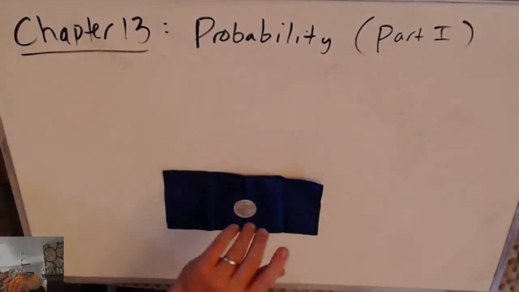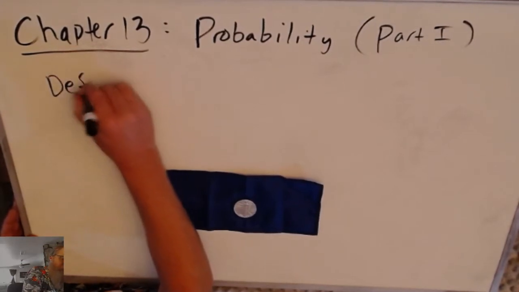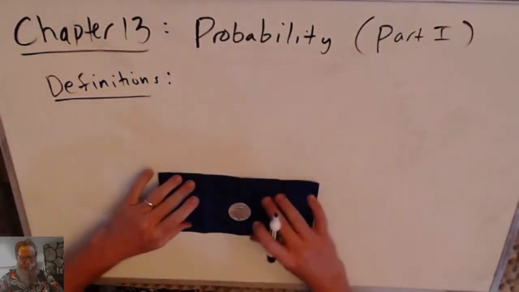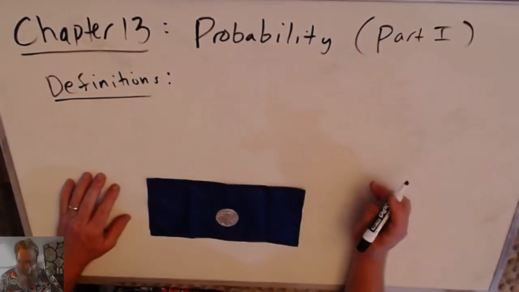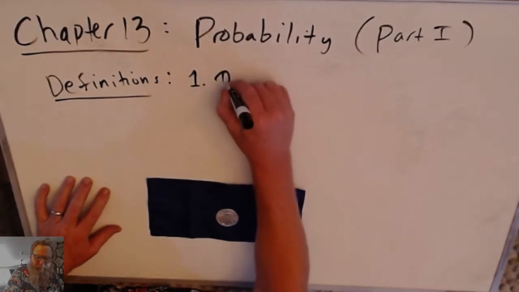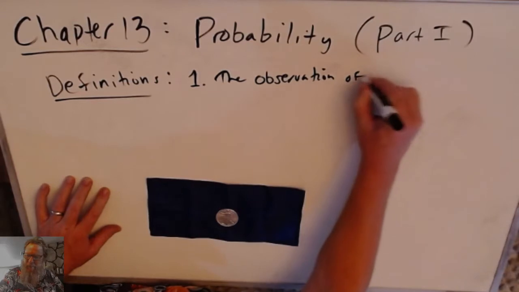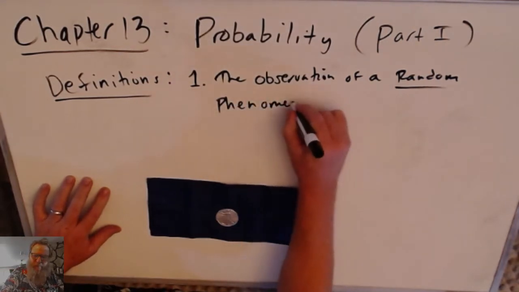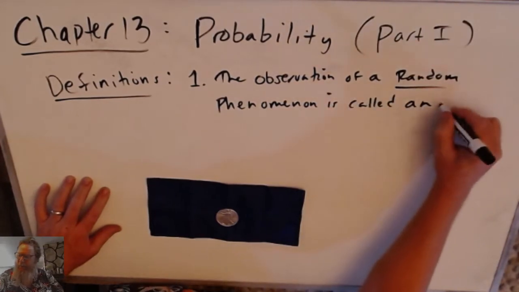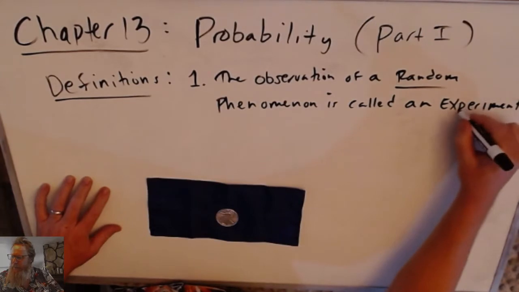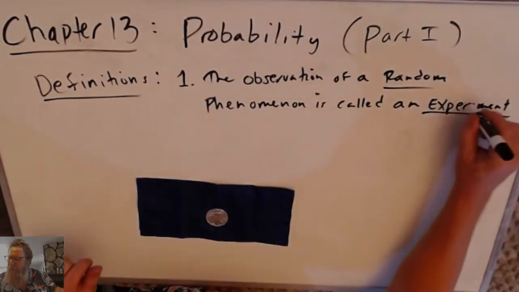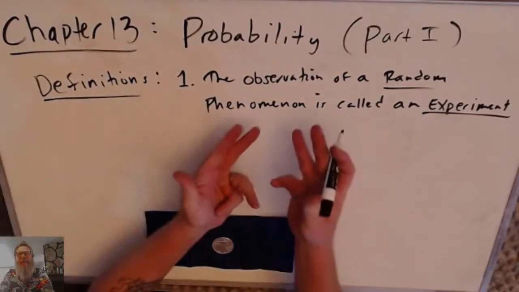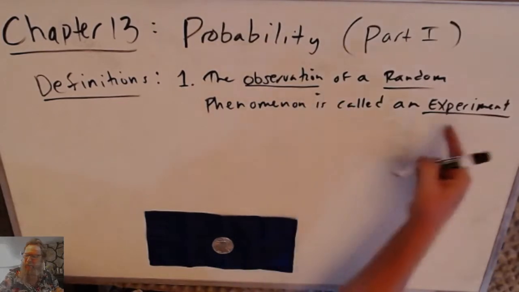So first we're going to need some terminology. So here are some definitions so that you'll know what I'm talking about through the three parts of this lecture. Definition number 1. The observation of a random phenomenon is called an experiment. So in mathematics, we don't have chemicals and beakers and Bunsen burners and lab coats. A mathematical experiment is simply observing a random phenomenon, and we call this an experiment.